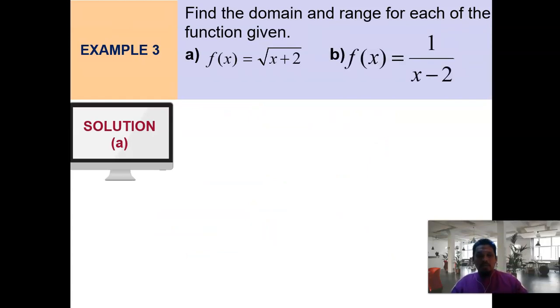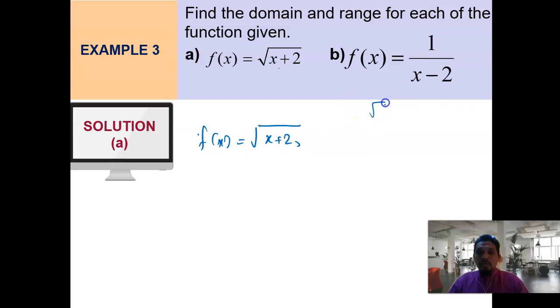Okay, find the domain and range for each of the functions given here. I don't think that I'm going to show both of these, A and B. I let all of you try one of them by yourself, because for these two, we already explained them in the example a few minutes ago. So I'm just going to show you A only. f(x) equals square root of x plus 2.